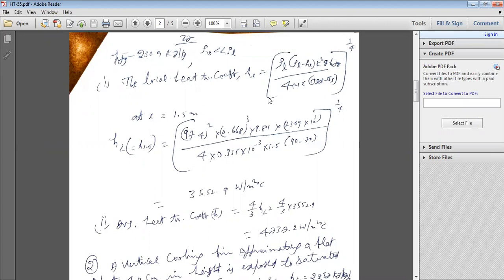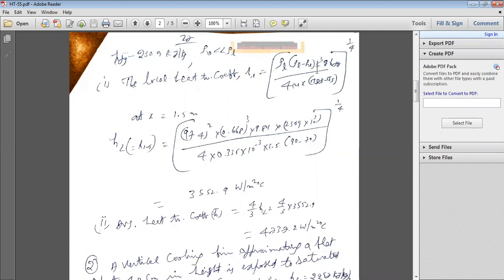Formula, that is rho L into rho L minus rho V into K cube into g h_fg divided by 4 mu x into (T saturation minus Ts). The earlier formula, the basic formula for local heat transfer coefficient given for a vertical plate, can be applied to a vertical cylinder also, a vertical tube also.